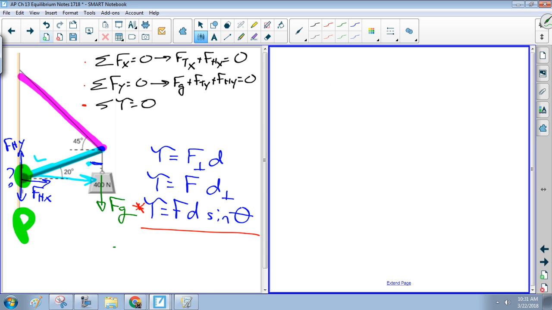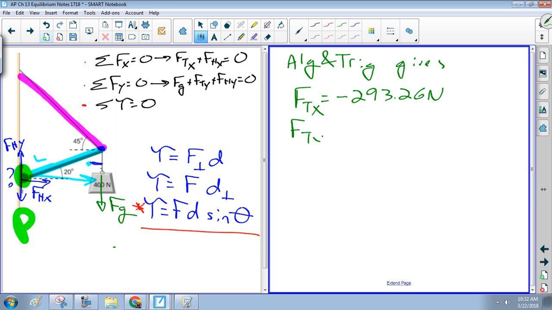All right, so if you do that, here's what you get. Algebra and trig gives that our force of tension in the x direction is negative 293.26 newtons, and the force of tension in the y direction is positive 293.26 newtons. Right? Because it's a 45-degree angle, so your x component has to equal your y component. Everybody good?